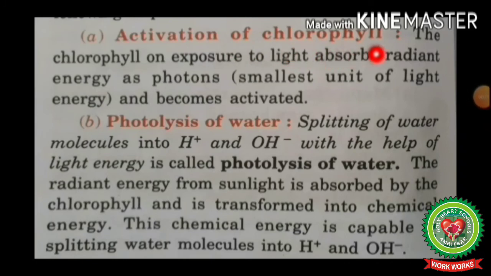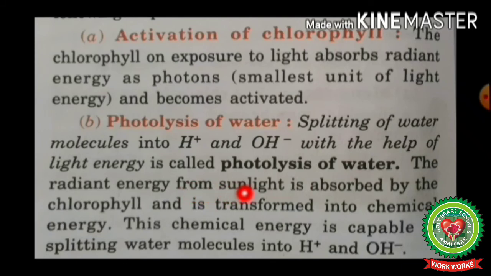First is activation of chlorophyll. The chlorophyll on exposure to light absorbs radiant energy as photons. Photons are the smallest unit of light energy, and it becomes activated. Second is photolysis of water. Splitting of water molecules into H positive, that is hydrogen ions, and OH negative, that is hydroxyl ions, with the help of light energy is called photolysis of water.